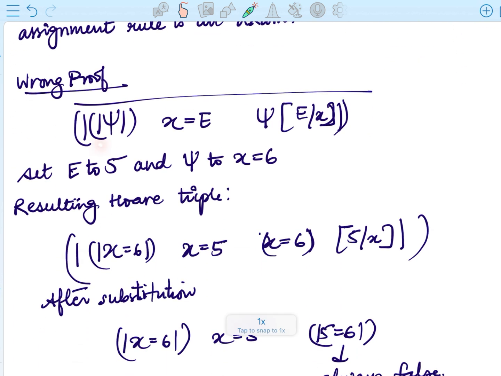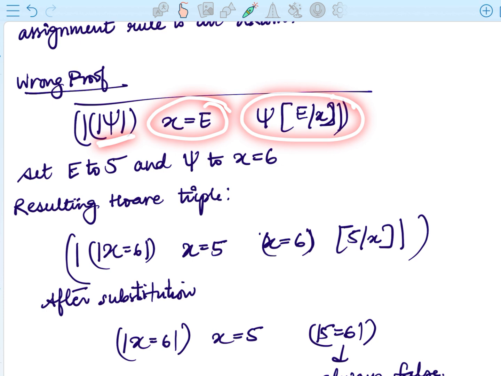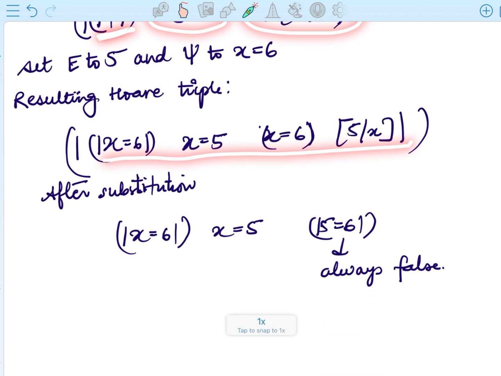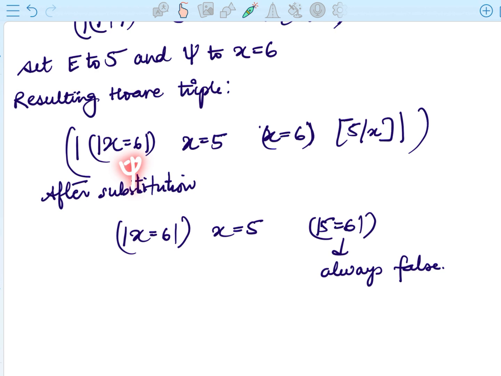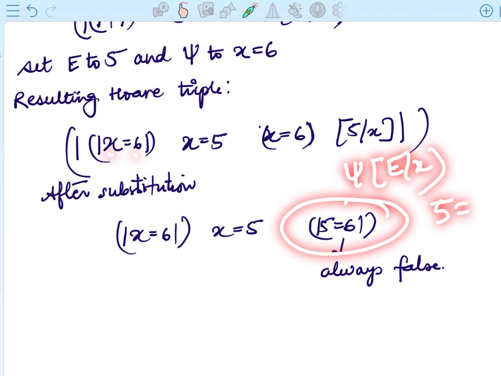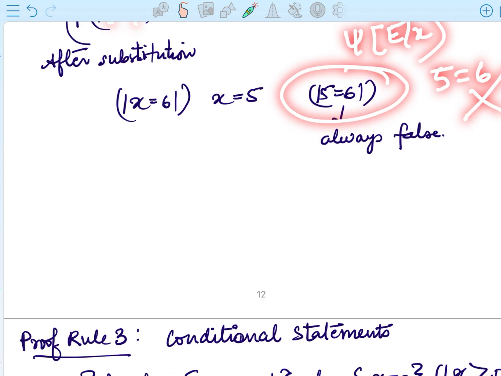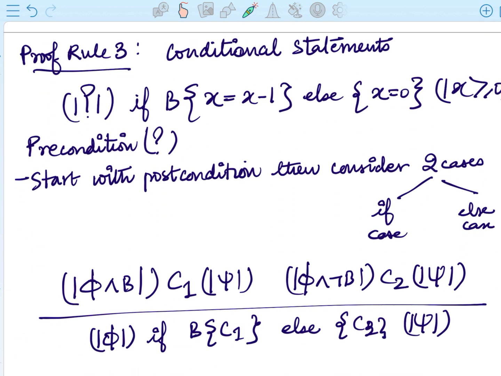But the wrong proof will be opposite of this. So you have the state, then you do the assignment, and then you do the substitution. So if this is the example where x equals 6, which is psi, then this is assignment, x equals e. Okay, and here finally what we have is the substitution. That is, you will have 5 equals 6. Is 5 equals 6 ever true? No, it is not. That is why we move forward. And now we are coming towards the end of the first lecture, which is condition. Now we will do two more rules and we're done.